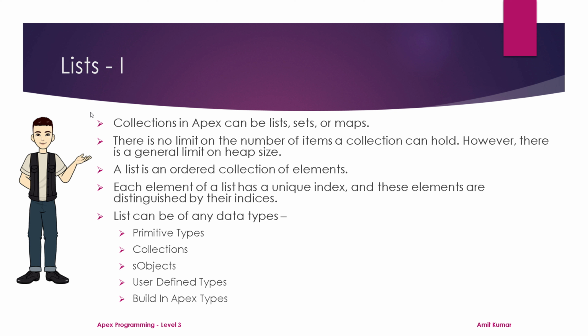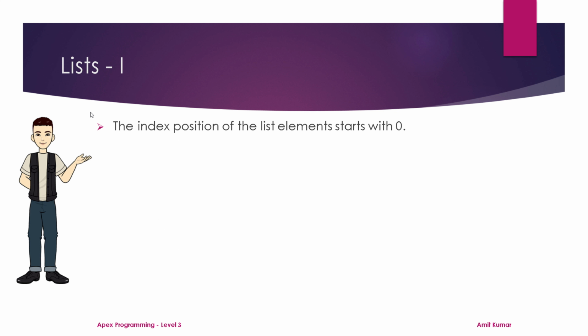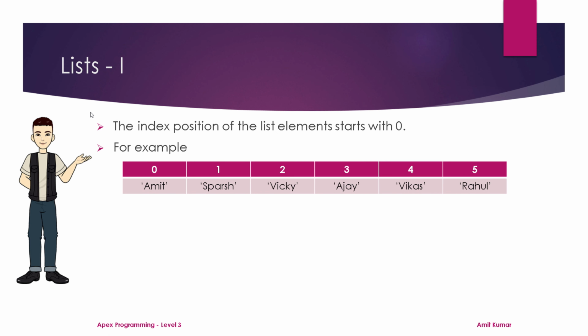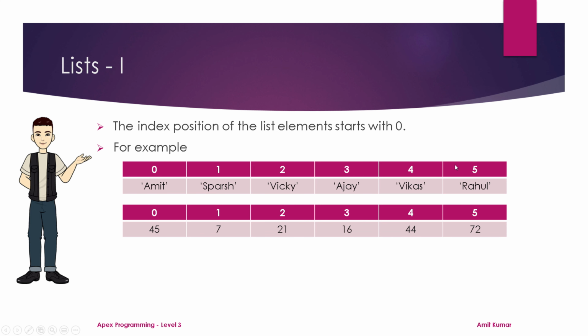A list is a type of collection which is an ordered type. It means it maintains the order of the elements in which we have added them into the list. Now each element in the list will have a unique index and these elements are distinguished on the basis of this index itself. The index position of the list element starts with 0. For example, if we have a list of strings with these names, the first element will be referred with 0 index and it increases in the same order. The same rule applies to any kind of list that we have.